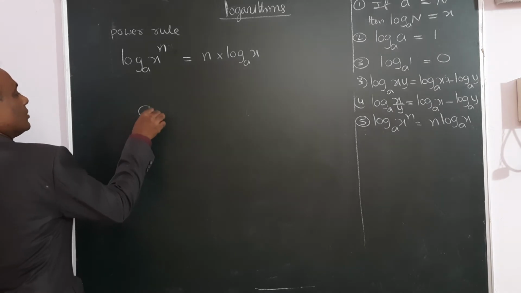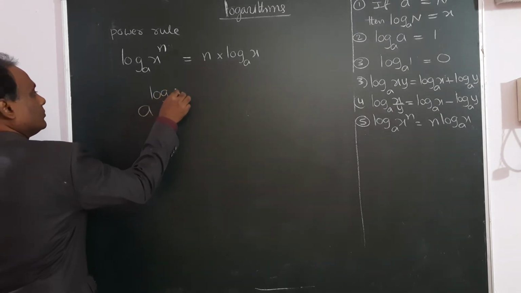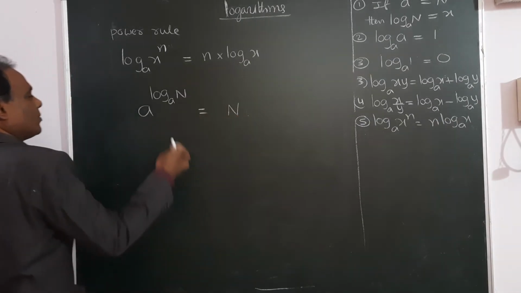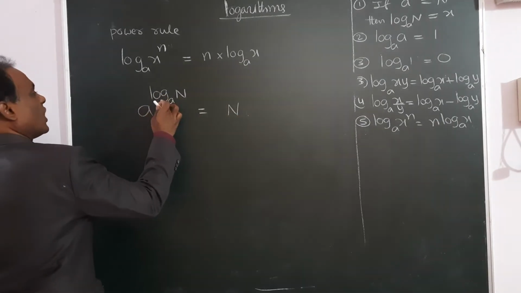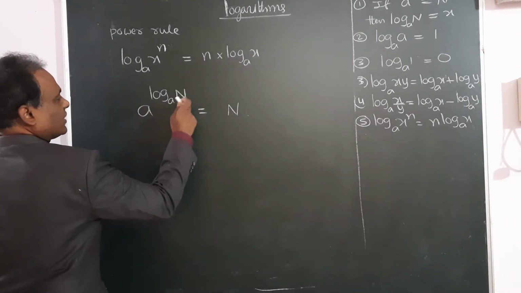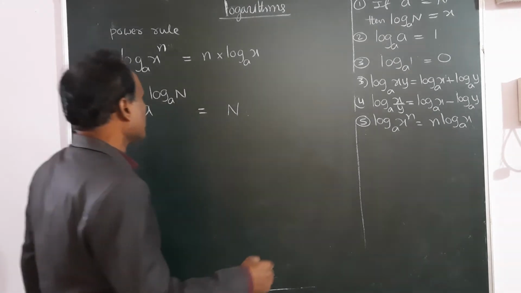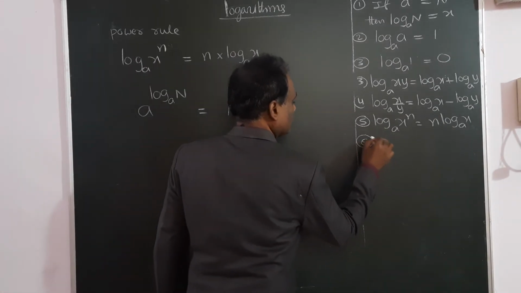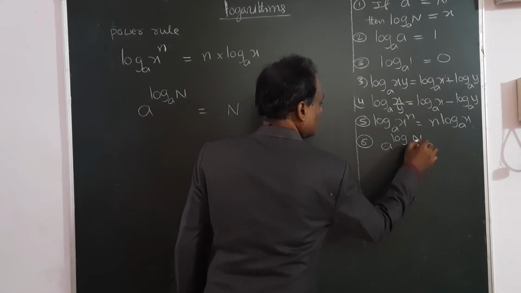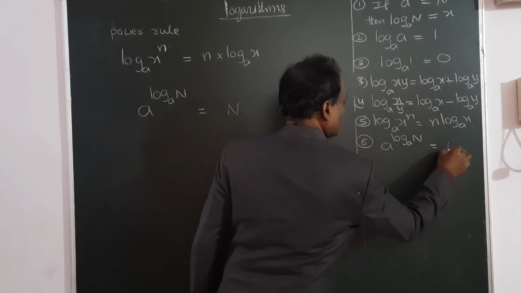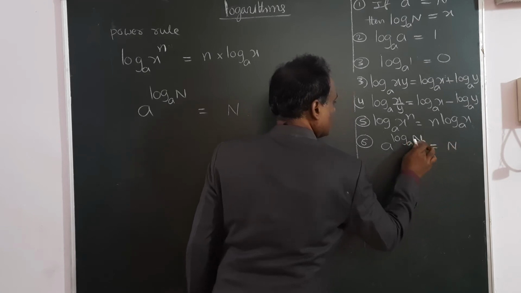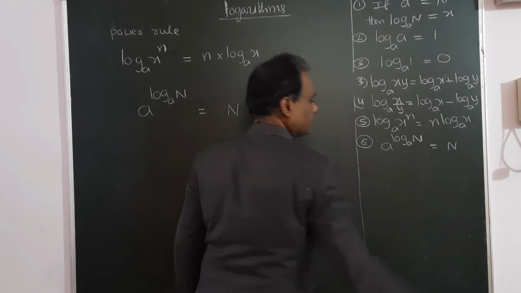Next formula, this is a new formula. If these two are equal, a power log of something to base a, so if these two are equal, the total answer is n. Remember this formula. Write down.